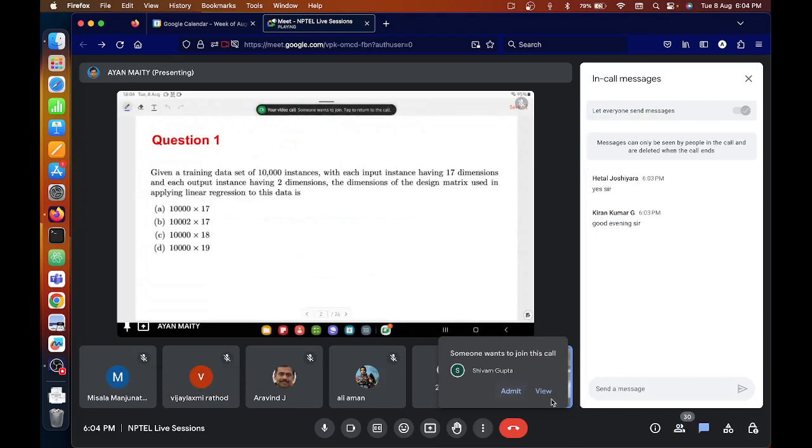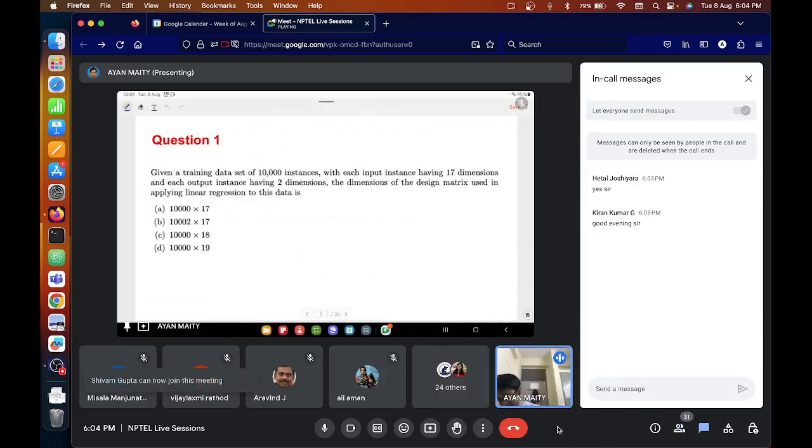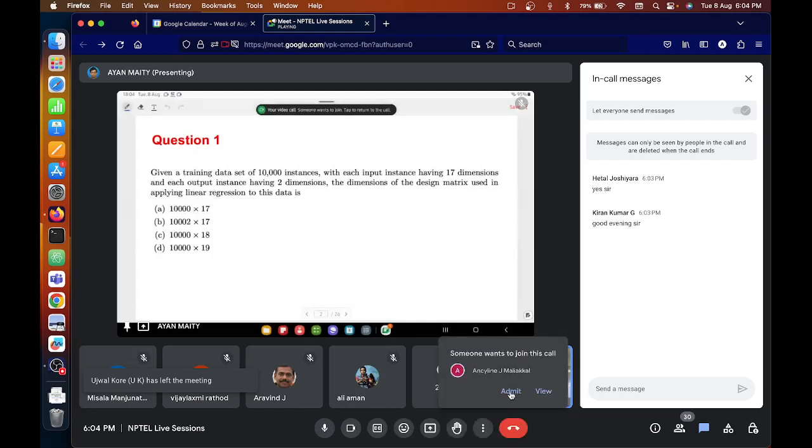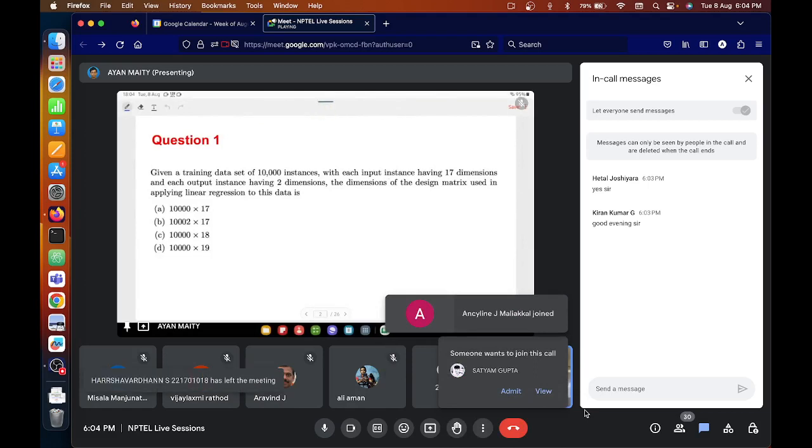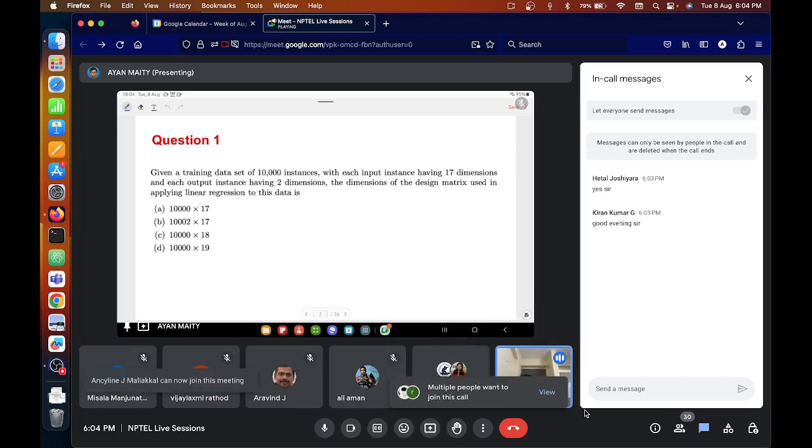So this is the first question. Given a training dataset of 10,000 instances with each input instance having 17 dimensions and each output instance having 2 dimensions, the dimensions of the design matrix used in applying linear regression to this data is, so there are 4 options: 10,000 into 17, 10,002 into 17, 10,000 into 18 and 10,000 into 19.